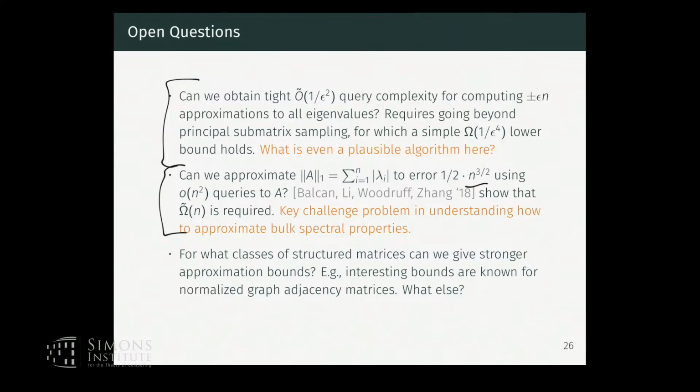We know obviously you can read the whole matrix and do it. We have no lower bounds ruling out sublinear algorithms. So I think that's a really good question and would get at this key challenge of how we estimate bulk spectral properties. Do I have a big tail of small eigenvalues or only a small tail of small eigenvalues? And then of course, something I like to work on a lot, related to these graph adjacency matrices, is: if I assume further structure, can I get tighter bounds? All right, that's it. Sorry, I ran a little bit over.